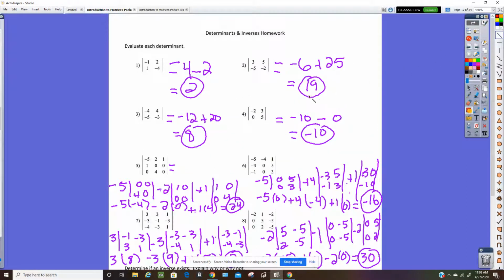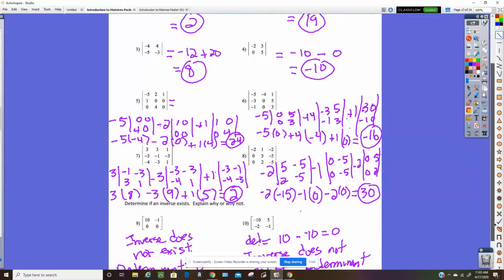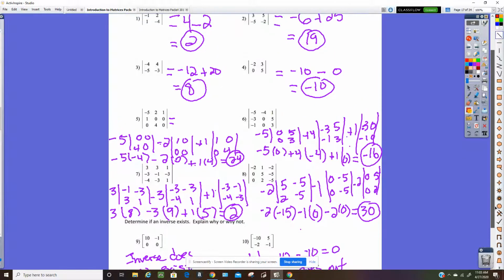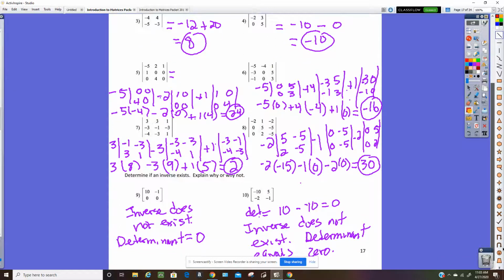All right, so on this page, I'm only going to show you the 2 by 2s. You can take a look at these at the bottom, 5 through 8, and then I'll come down here and do 9 and 10.